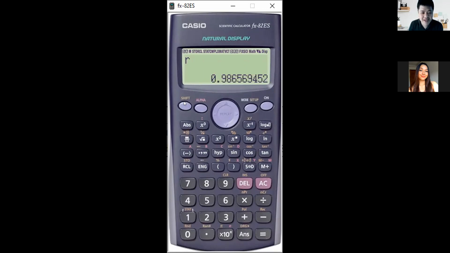Okay. If you want to get the value of your slope, then just press 2. 7.7261. You want to get the value of your constant, just press 1. Yeah, 32. Okay. So that's it.